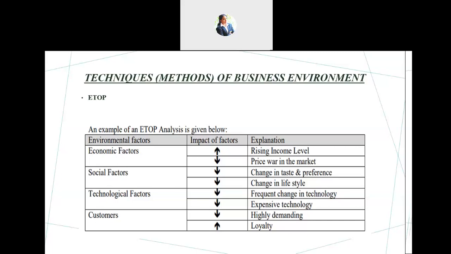Both of that will affect the organization adversely, because frequent changes in technology ask for a replacement of technology every time, and it is definitely true that a replacement will have its own cost that the organization will have to bear. And if the technology is expensive, again it is going to affect the organization adversely.